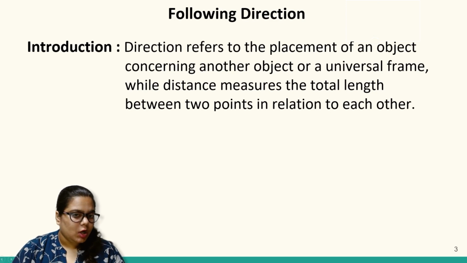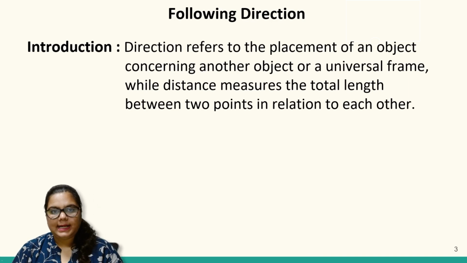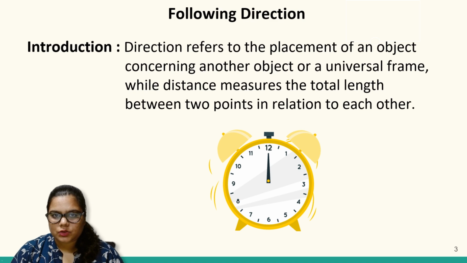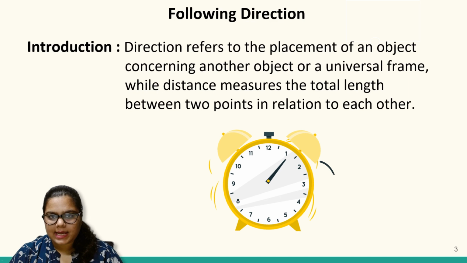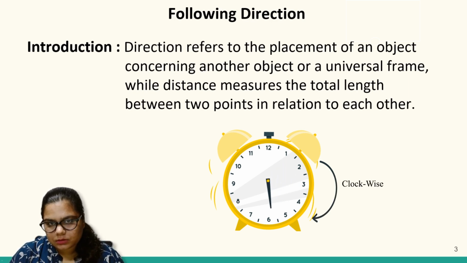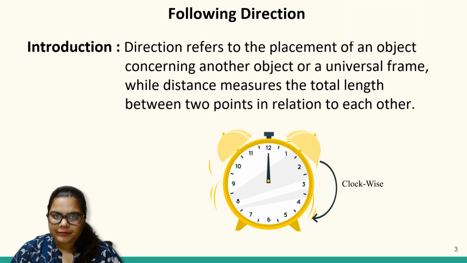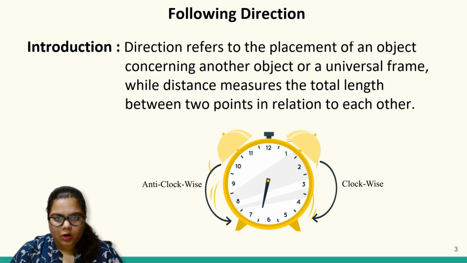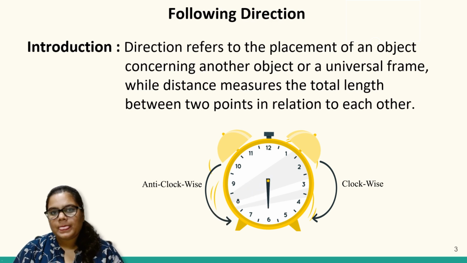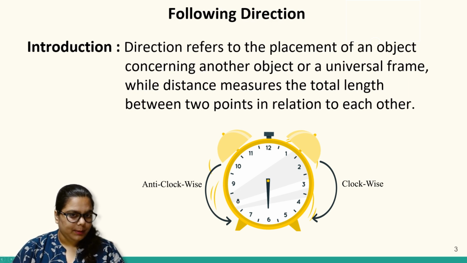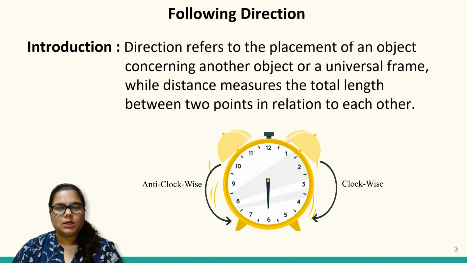Now, the other concept is clockwise and anti-clockwise. If you remember, this is what a clock looks like. This is 12 and this is 6. A clock's hand will move in this direction towards the right. This is called the clockwise direction. And if we go in the opposite direction, it will be called the anti-clockwise direction. So this is another concept that is used very frequently in following directions. Now one more concept. Don't worry, we'll understand all these concepts in detail.